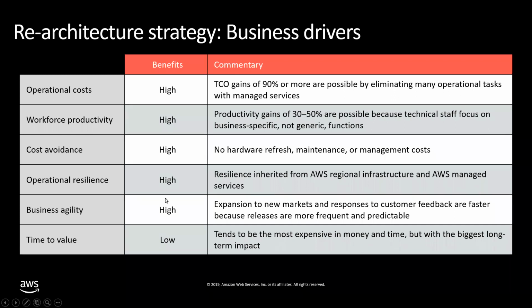Business agility is high. If you're using things like infrastructure as code, or if you have some specific data sovereignty requirements, the ability to deploy into new regions and deploy infrastructure very, very quickly is significantly enhanced. And then the ding here is time to value is low. It tends to be the highest amount of resource intensity, and also has the biggest long-term impact, but it takes time to get there.